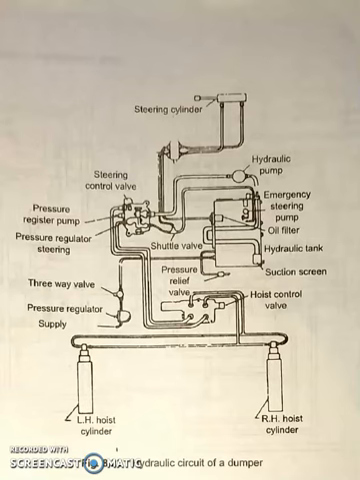The other end of the shuttle valve is connected to the emergency steering system. This system has its own pump driven by a battery, which sucks the oil from the same tank and delivers the oil through the shuttle valve to the steering cylinder. Other functions remain the same as those of the steering system. The emergency steering pump, along with its accessories, is enclosed in the main hydraulic tank.